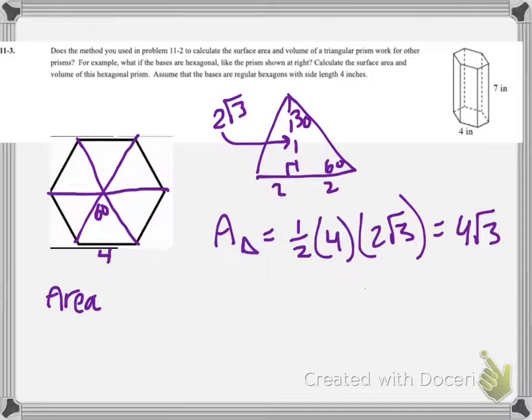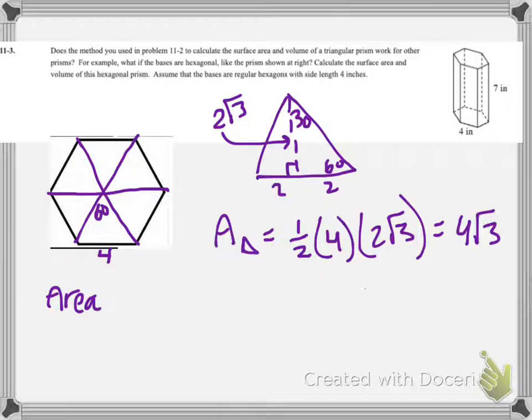Okay, so number 3 is finding the volume and surface area of a hexagonal prism. I gave you some hints yesterday on the video, so I'm going to continue from there. We break up the hexagon into 6 equal triangles.